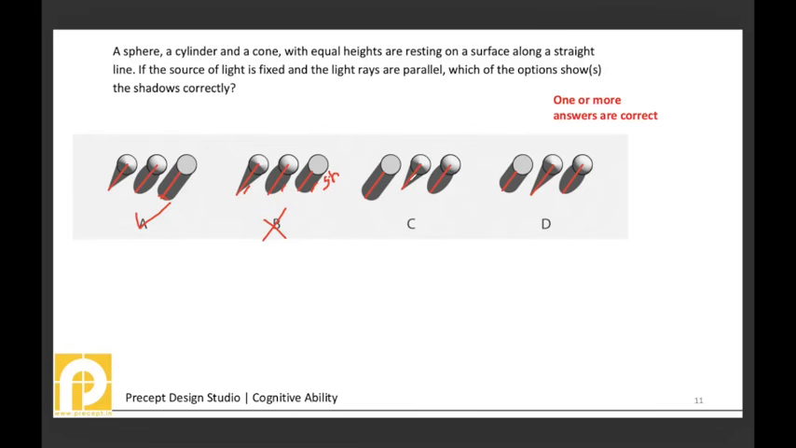If you observe option C also, the red line is of similar length, which means the height of all three objects in C is also the same. So C is fine. The shadow is correct. Versus in option D, it's like how B was, where the cylinder is short because the length of the shadow is shorter. So D is wrong. So the correct answer is A and C. Both are correct here. Okay, we'll move to the next one.